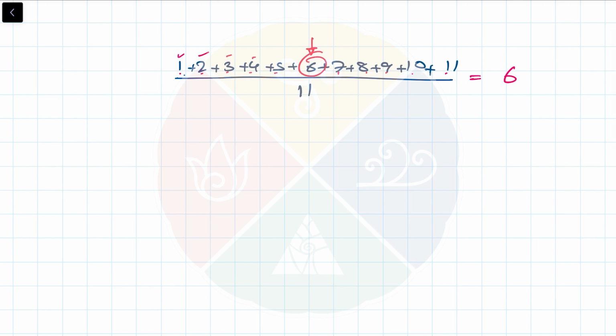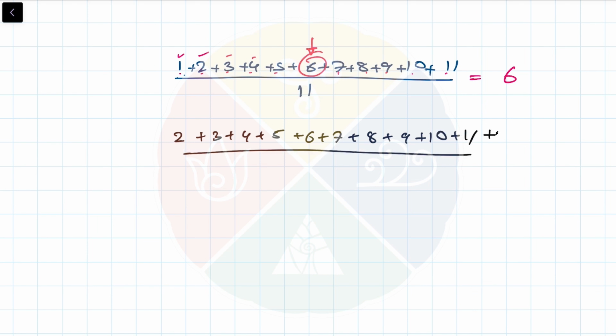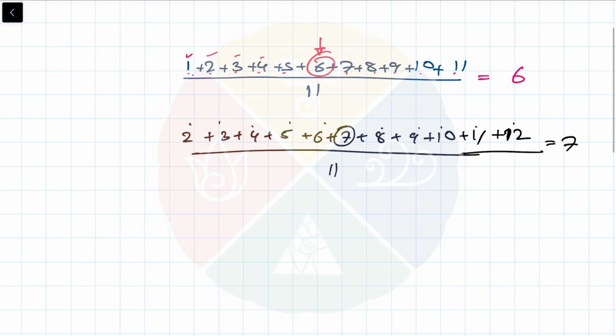Or if I take the numbers 2 plus 3 plus 4 plus 5 plus 6 plus 7 plus 8 plus 9 plus 10 plus 11 plus 12, 11 numbers are there, divided by 11, the number of numbers. Again, the average is going to be 7. So when you're taking consecutive integers, you can find continuous averages.